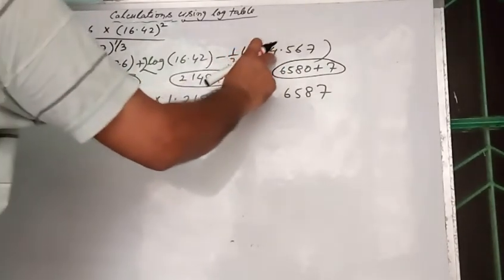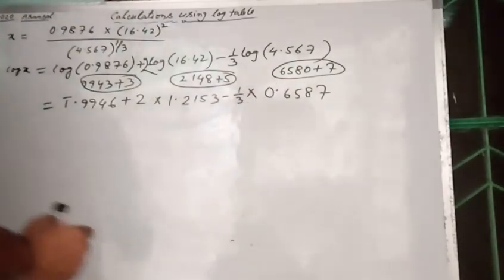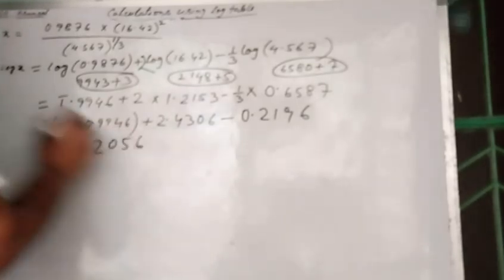The characteristics will be in the standard form. This is equal to 4.567 into 10 to the power 0. So that 0 comes in the characteristic. 0 in 1 by 3 into 0.6587. Now if we simplify, we get 1 bar, which can be written as minus 1 plus 0.9946 plus 2 into 1.2153, that is equal to 2.4306 minus 1 by 3 into 0.6587 is equal to 0.2196. If we simplify this, we will get 2.2056. This is the value of log x.